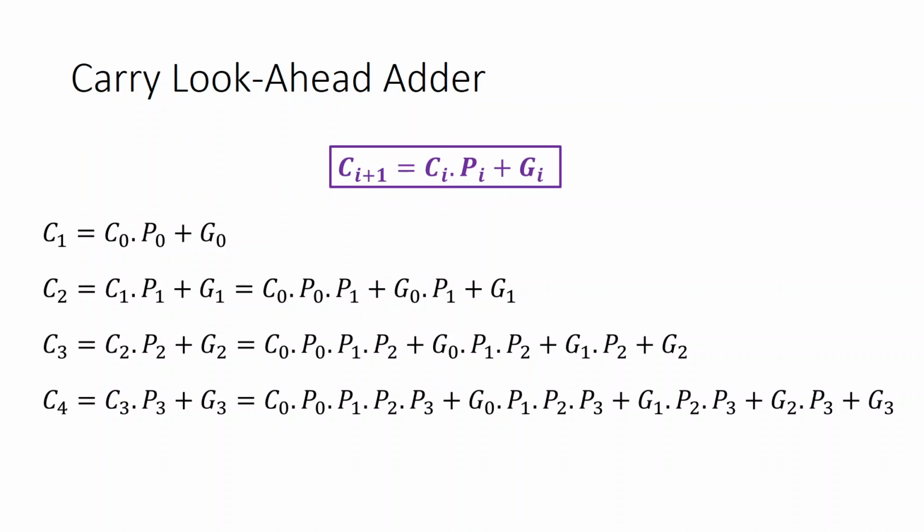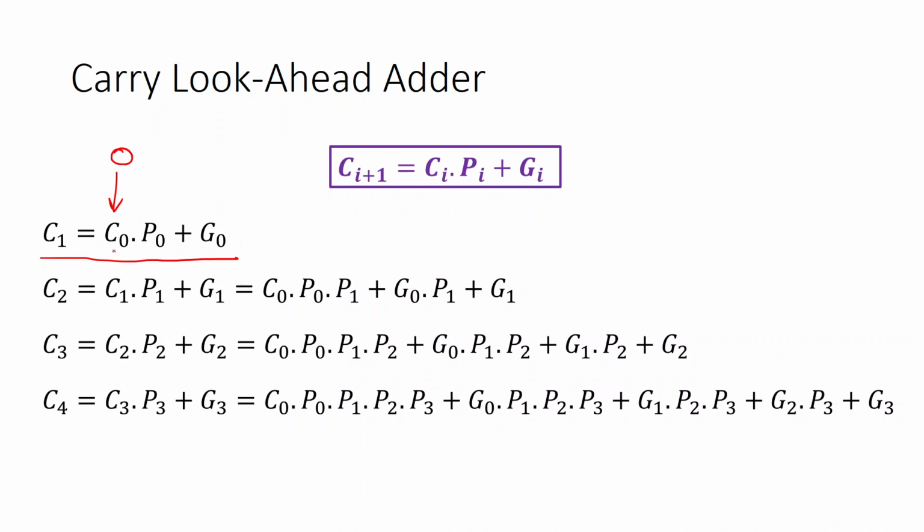You see how we do it. So the expressions are written down. C1 is C0 P0 plus G0. C0 is the input carry to the entire addition operation, which is normally 0. If you use it as a subtractor or something, then something different happens, but for addition, it is normally 0.